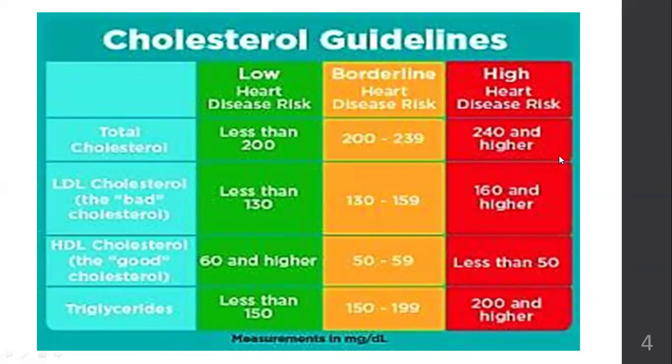And triglycerides as well. Triglycerides also should be on the lower side. Triglycerides can also lead to heart diseases if there is too much of it in your diet. Less than 150 is healthy. Keep your triglyceride levels and LDL levels low. 150 to 199 is borderline. 200 and higher is the heart disease category.